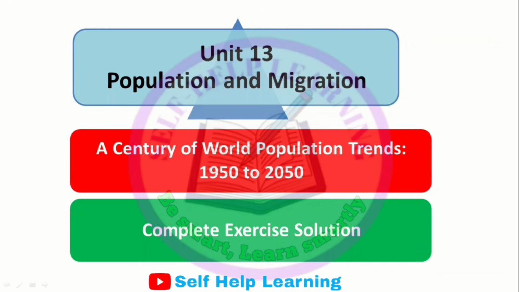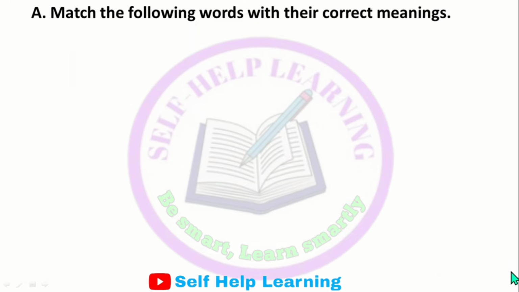Namaste. Today we are going to discuss the question answer, grammar and writing of Unit 13, Population and Migration. Reading first: A Century of World Population Trends, 1950 to 2050. Let's start our exercise. Match the following words with their correct meanings.